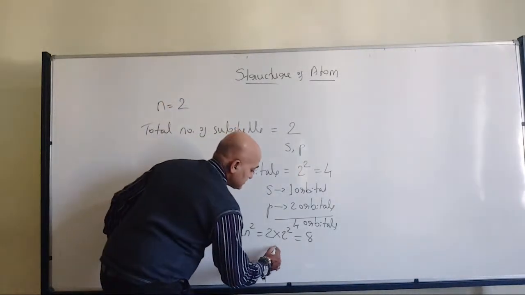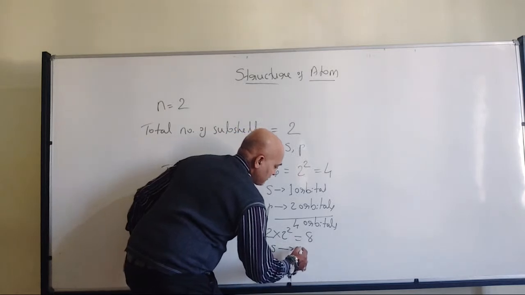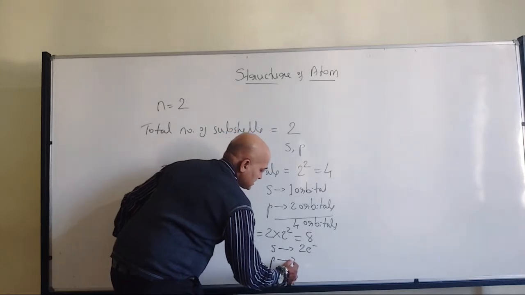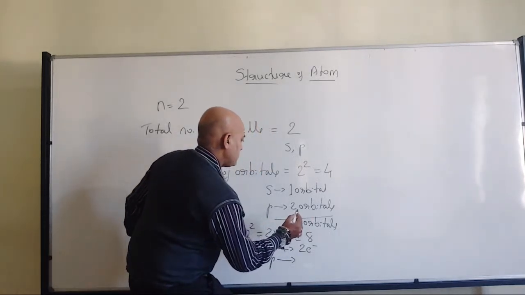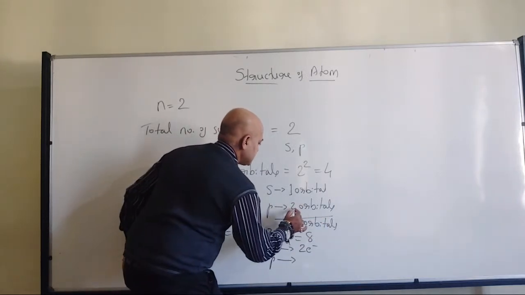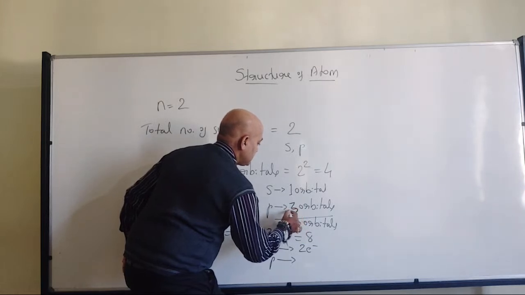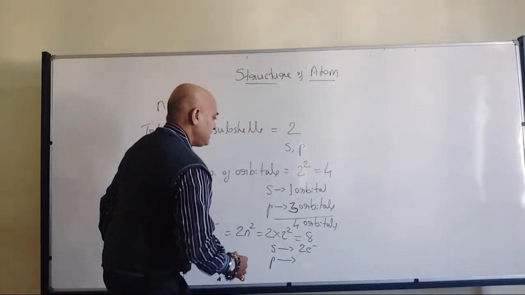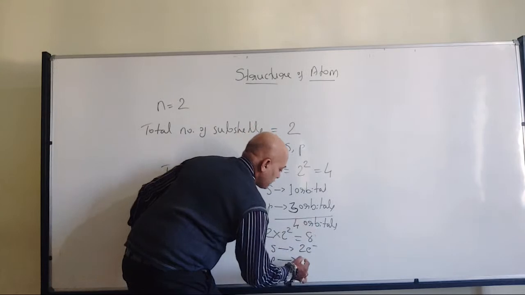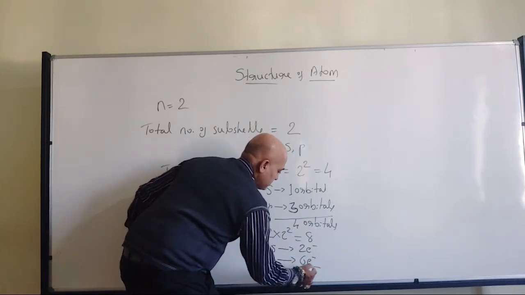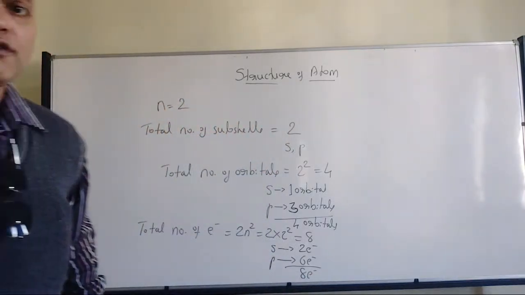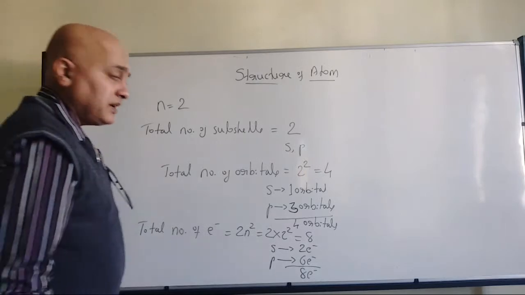Absolutely correct. That is because S subshell, since it is having 1 orbital, maximum it can accommodate 2 electrons. P subshell, since it is having, okay, no, wait. S is having 1 orbital, P is having 3 orbitals, sorry. P is having 3 orbitals, I have written it as 2. So P subshell, since 3 orbitals, total electrons can be 6. So therefore 8 electrons. That will be the final answer. So there should be a correction.